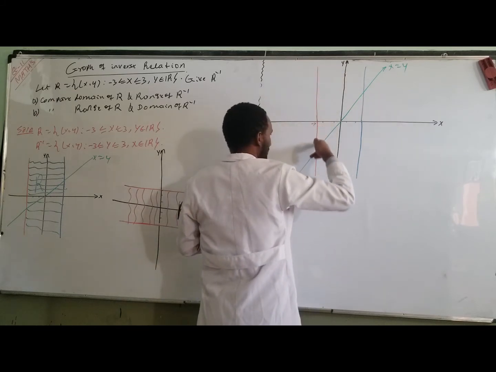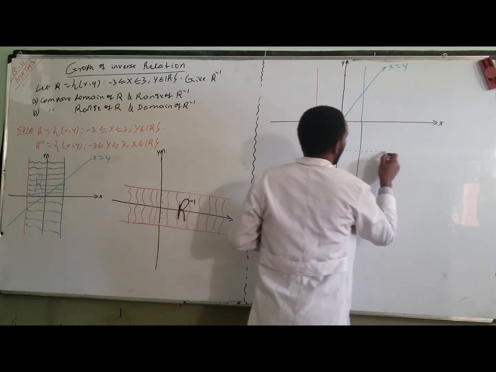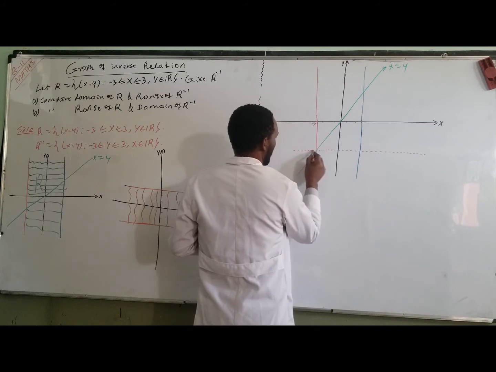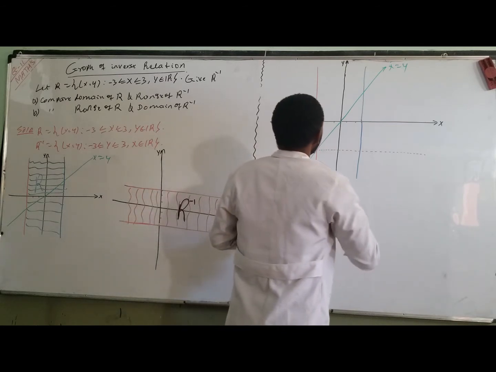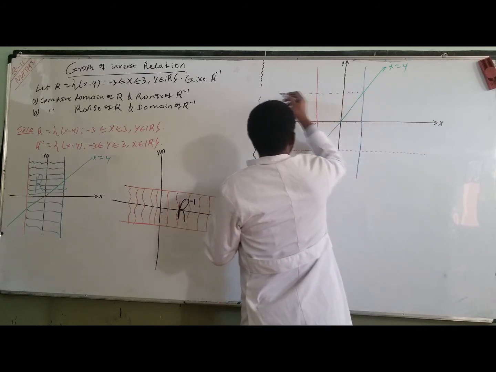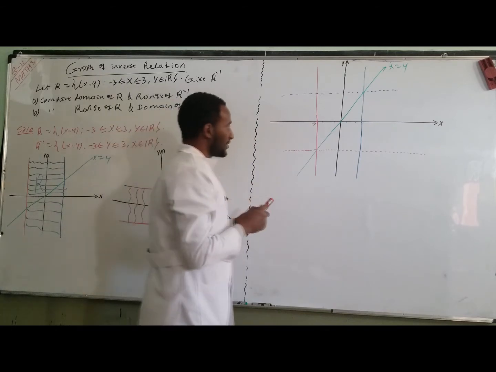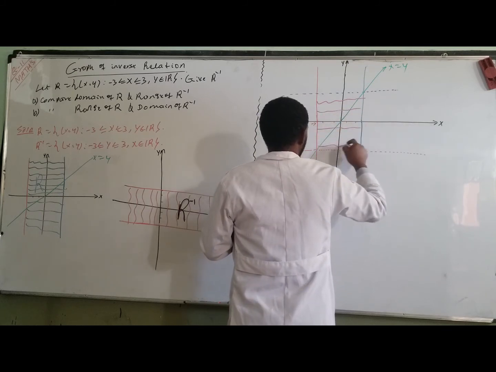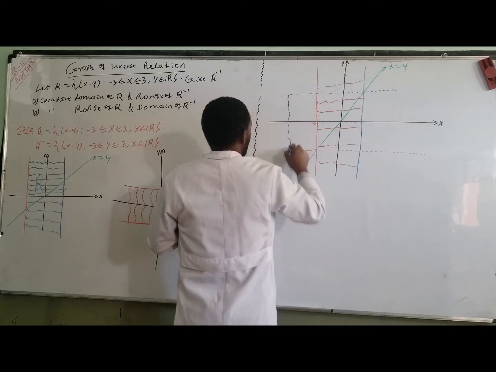Then when we reflect this graph with respect to this line x is equal to y, this graph or this red line becomes here. This is the image of this one, and the image of this line becomes here. Therefore, when we see this, the region between these two lines is R, and the region between these two lines is R inverse.